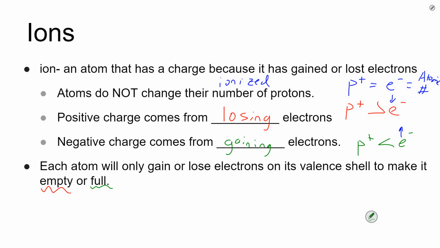And as a reminder, and again, this is a place where I would normally ask you to tell me, this is the octet rule, because a full outer shell usually means 8 valence electrons.